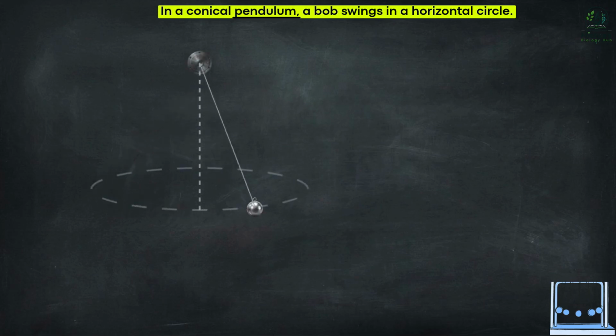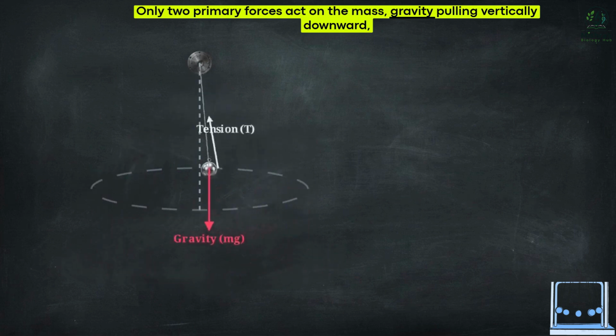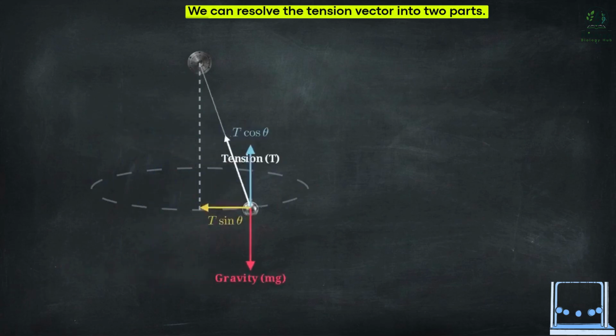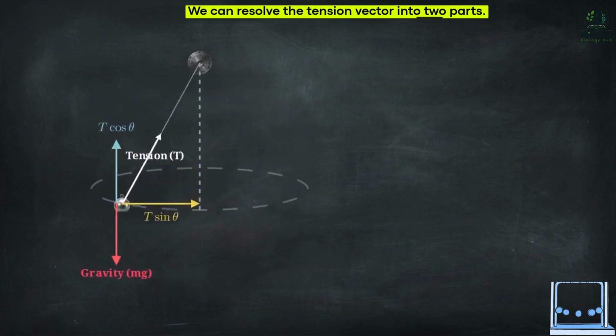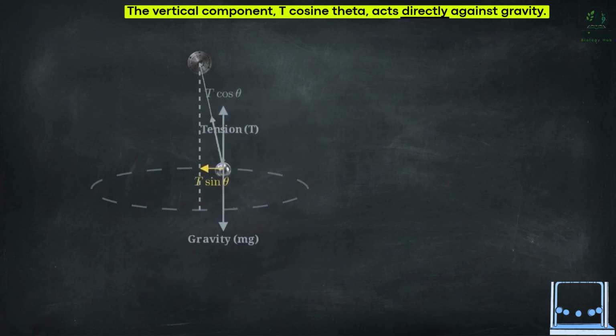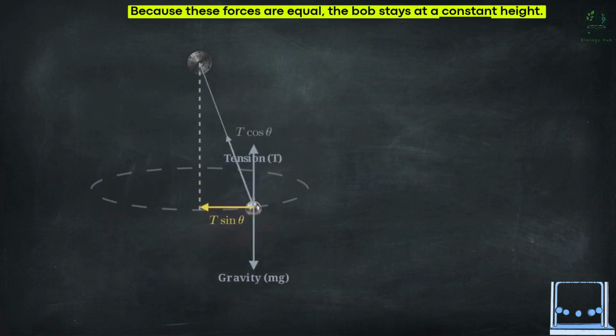In a conical pendulum, a bob swings in a horizontal circle. Only two primary forces act on the mass: gravity pulling vertically downward, and tension pulling diagonally up the string. We can resolve the tension vector into two parts. The vertical component, T cosine theta, acts directly against gravity. Because these forces are equal, the bob stays at a constant height.